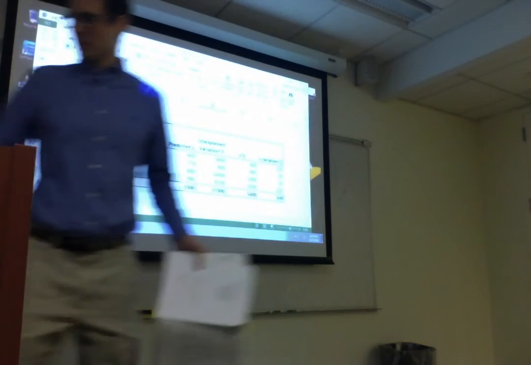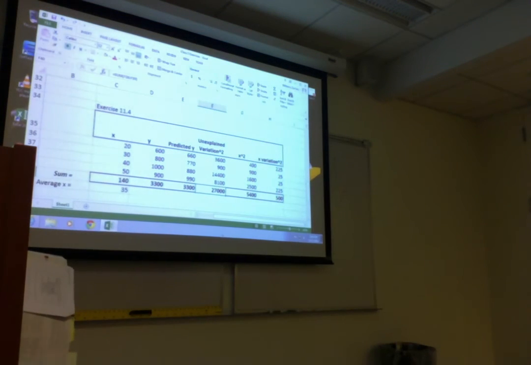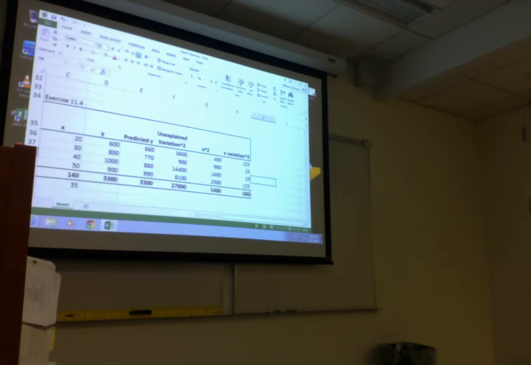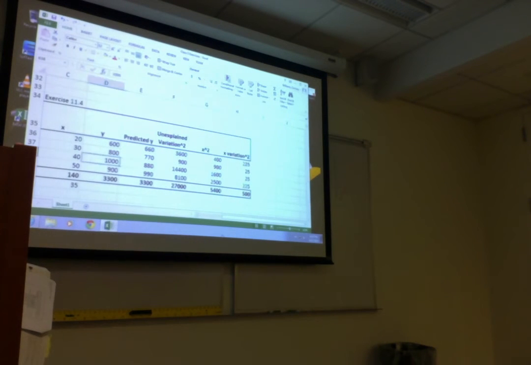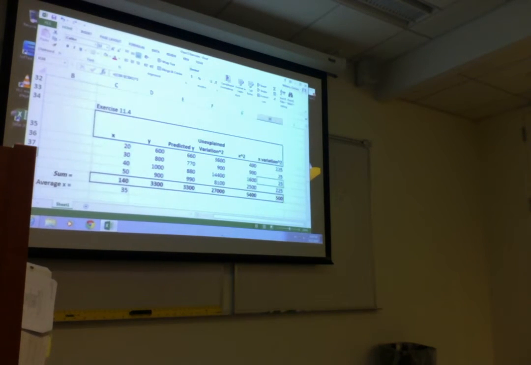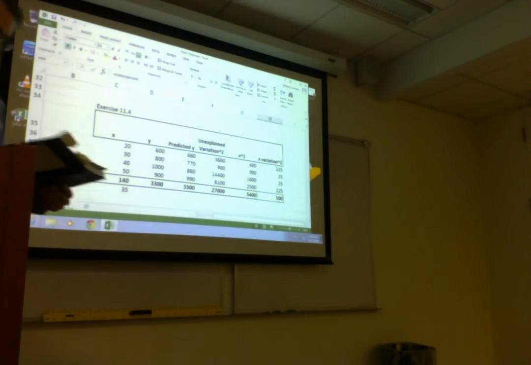So I recommend you take x minus average x and square it. So here we have x is 40, average x is 35, squared is 25. Simple, right? And then we sum all those together, and we get 500.